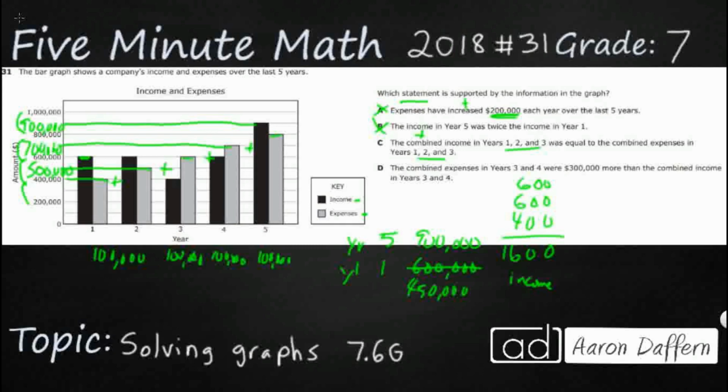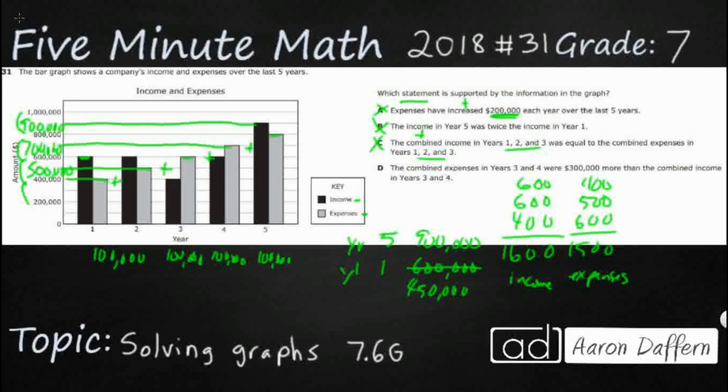Let's check my expenses. I've got 400 and 500. And year 3 is 600. Oh, we're so close, but that's going to give me 1,500 of the expenses. So that's a negative. Let's hope D is correct, because that is our last answer option.